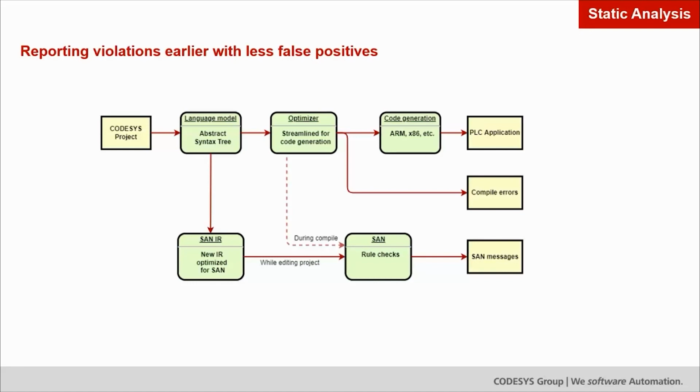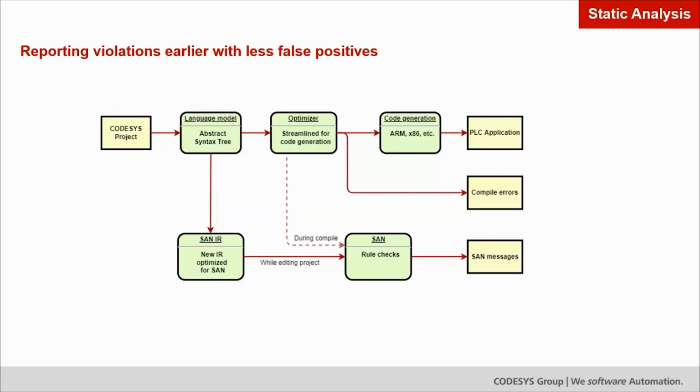This graphic shows how the workflow worked so far and what the new planned workflow for the future is. The CODESYS project provides a so-called language model, for example for a structured text or CFC implementation. Then, during compilation, we streamline this into an internal representation, optimize it for code generation, and do the compile checks on it. If there are no compile errors, we generate the specific code for the CPU architecture like ARM or x86, and you get the resulting PLC application.